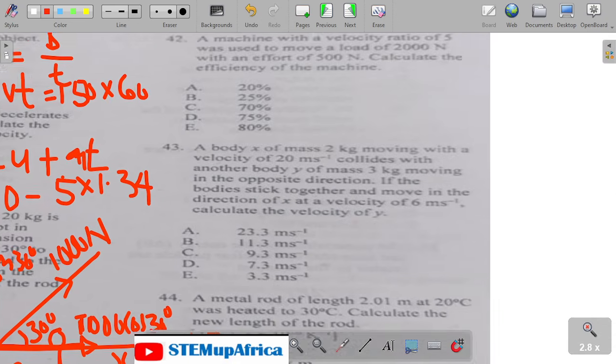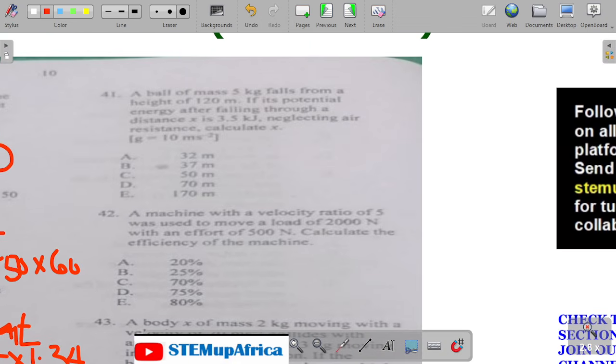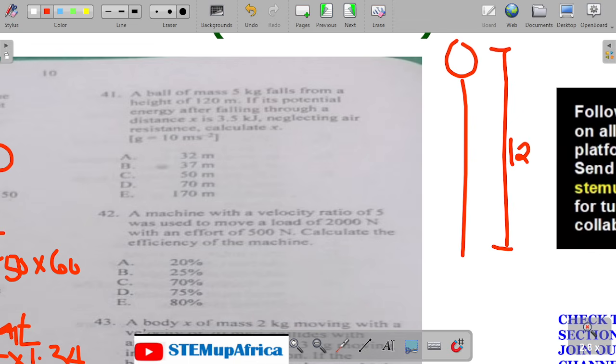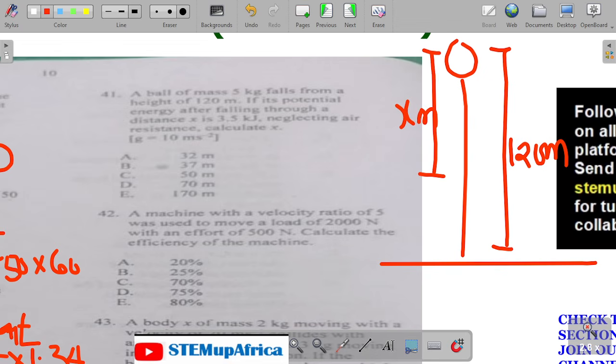Let's check 41. A ball of mass 5 falls from a height. Let's say the height is 120 meter. This is the floor. If the potential energy after falling through a distance of x meter is 3.5, neglecting air resistance, calculate x.